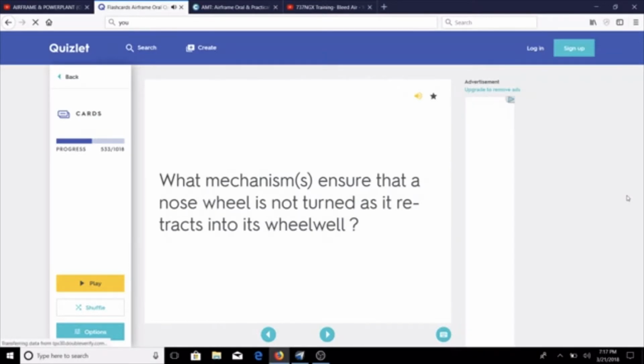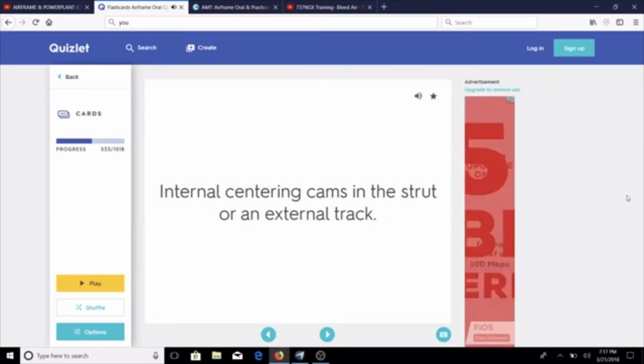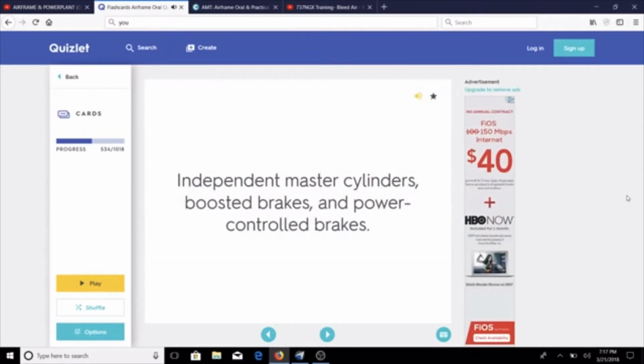What mechanism ensures that a nose wheel is not turned as it retracts into its wheel well? Internal centering cams in the strut or an external track. Name several types of brake actuating systems. Independent master cylinders, boosted brakes, and power control brakes.